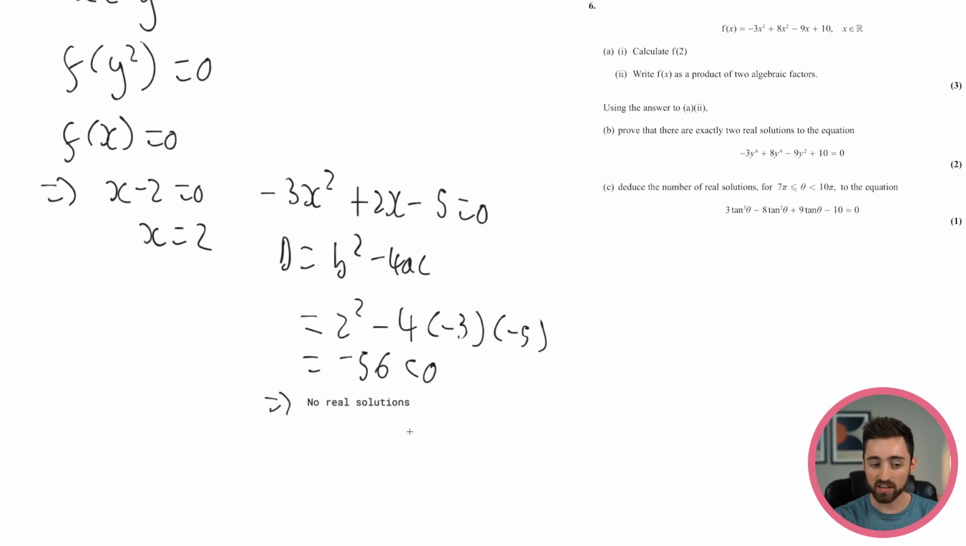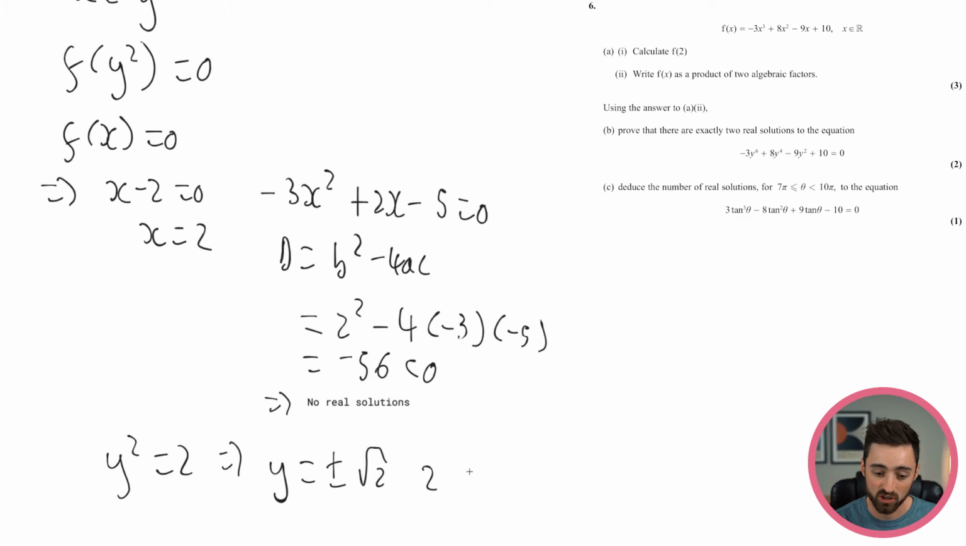So we know that the equation f of x equals 0 only has one solution, but that's not what the question says. It says two real solutions. Because we're not doing f of x equals zero, we're doing f of y squared equals zero. So in other words, this isn't going to give us any solutions, but the solution that we are going to have is x equals two. But we're now interested in not x equals two, but y squared equals two. So this is the only way we get solutions, and the two solutions are y equals plus or minus the square root of two. So two solutions. Cool.